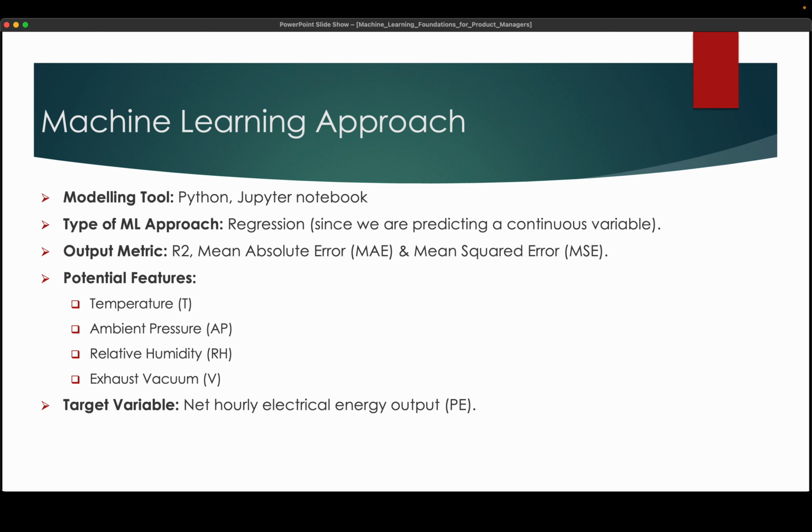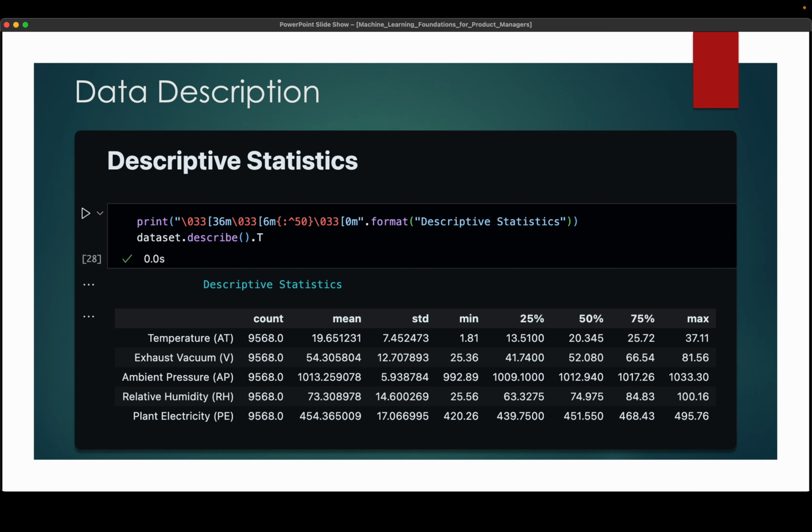For the machine learning approach, my modeling tool is Python with Jupyter Notebook, and the type of ML approach is regression, since we are predicting a continuous variable. The output metrics I'm going to use are R2, MAE (mean absolute error), and MSE (mean squared error). The potential features are temperature, ambient pressure, relative humidity, and exhaust vacuum, and the target variable is PE.